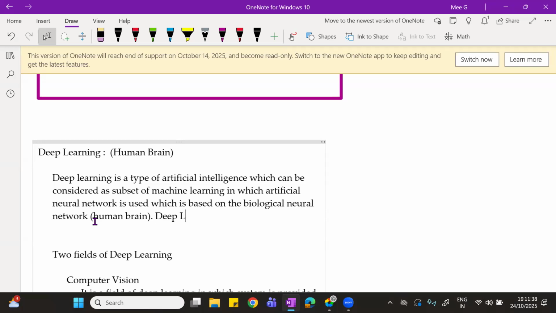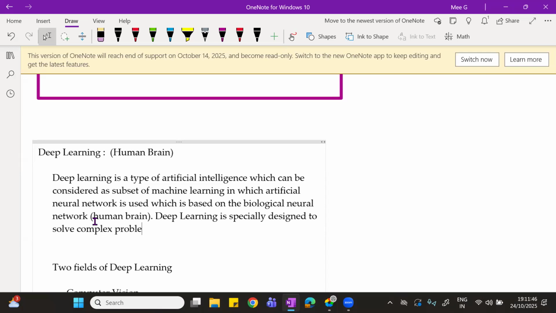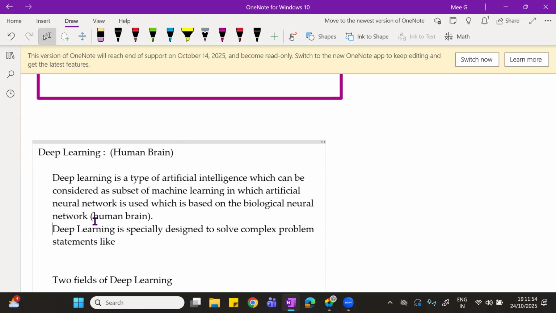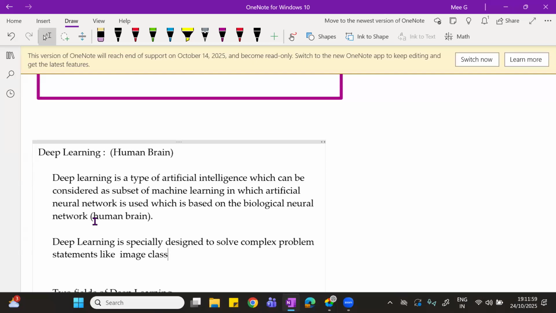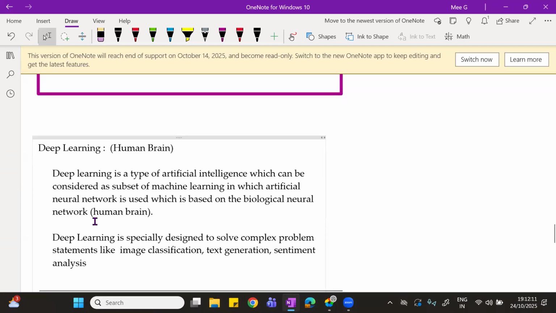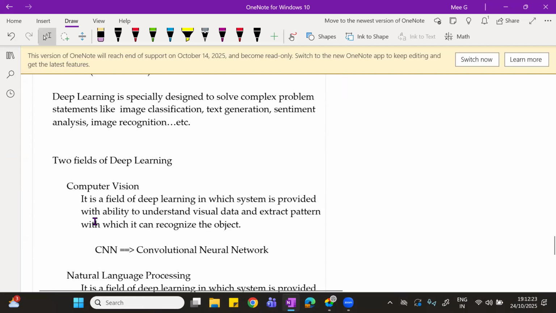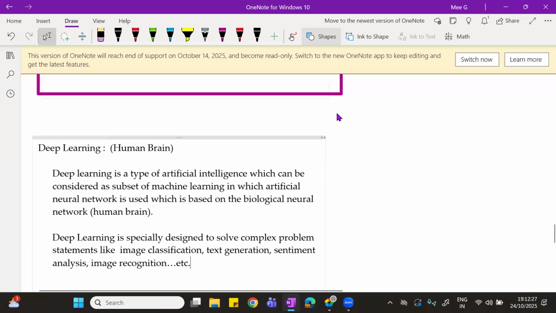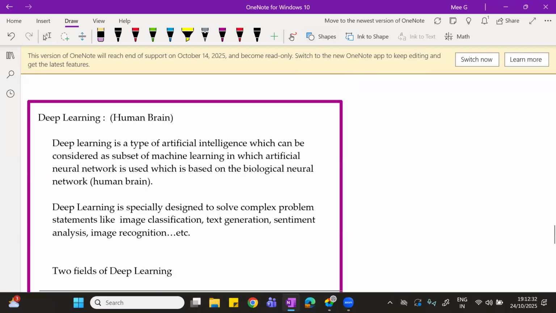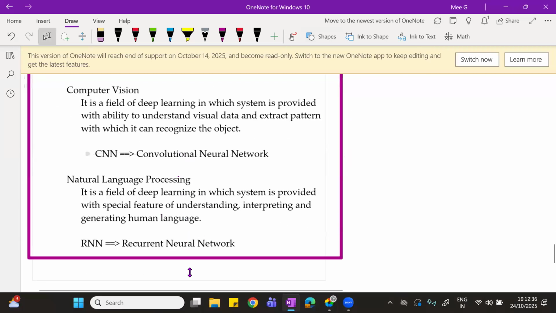Now deep learning is specially designed to solve complex problem statements like image classification, text generation, text classification or sentiment analysis, image recognition, etc. All these things it is used for. Now, how exactly it is similar to your neural network requires a bit of explanation. We can do it in the next class.